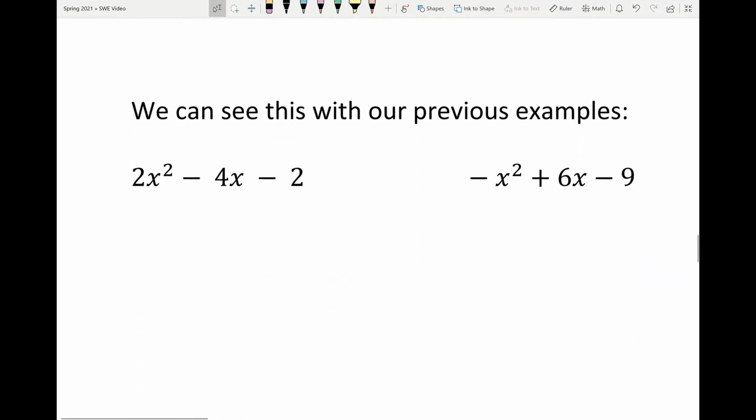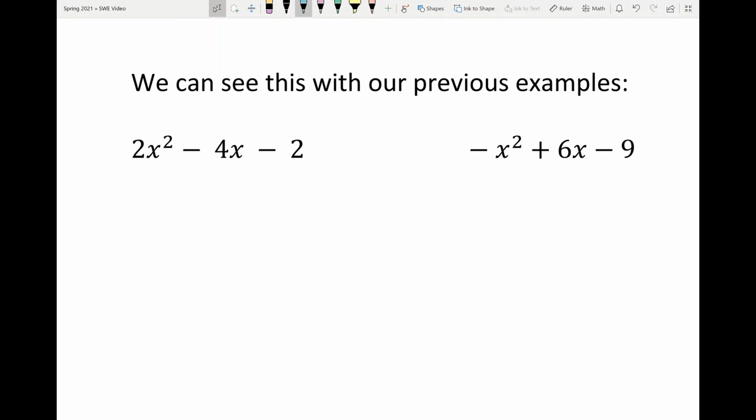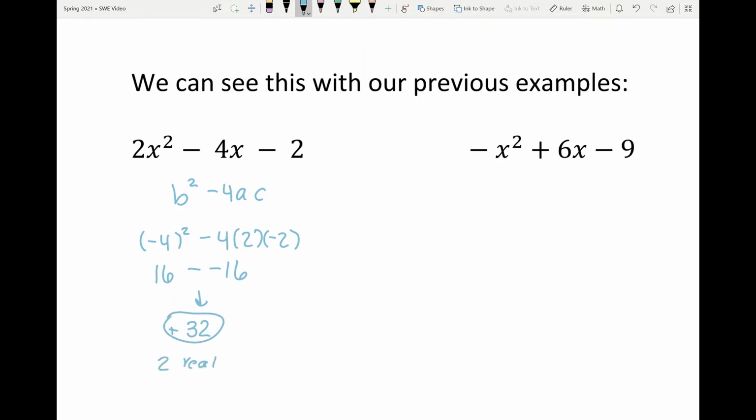Now we can prove this a little bit with the 2 examples that we've done so far. So the discriminant is b squared minus 4ac. So in the first one, we have -4 squared minus 4 times 2 times -2, and that ends up being 16 minus negative 16, which gives us a positive 32. So there would be two real solutions.